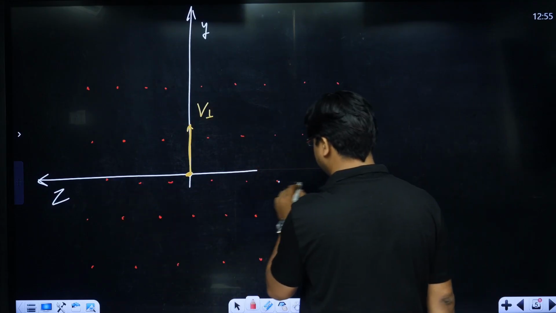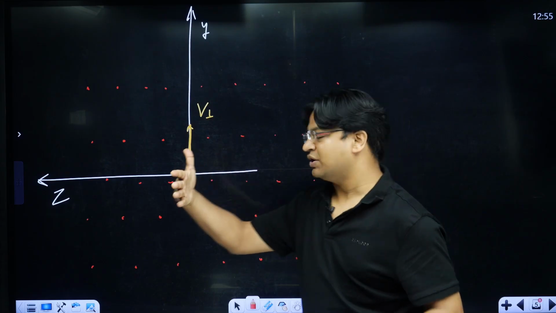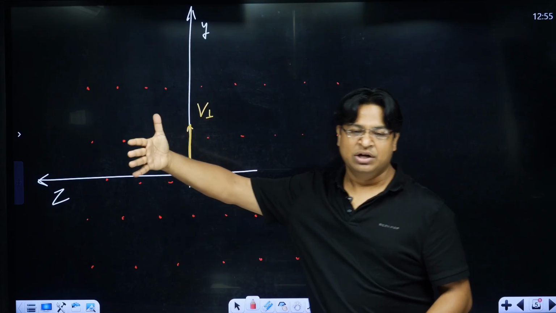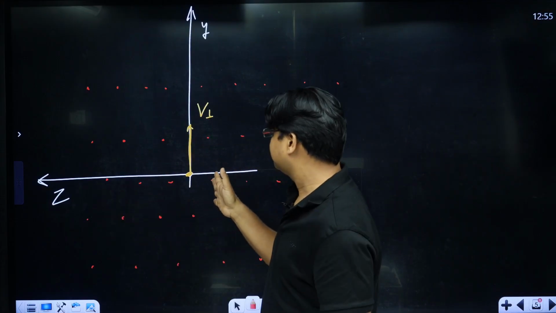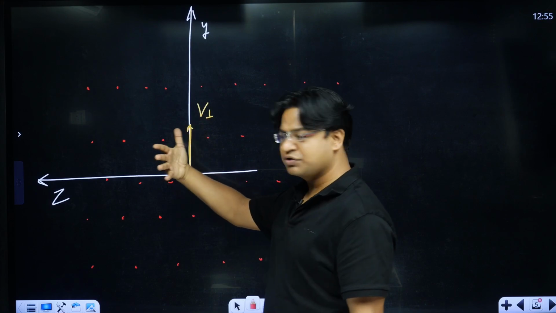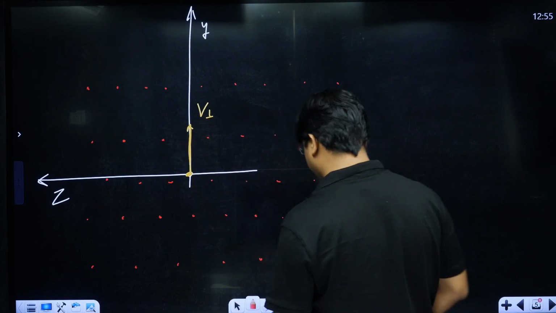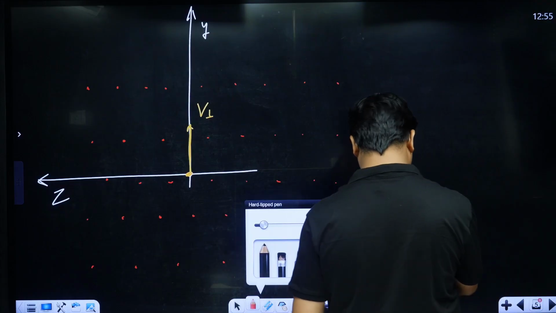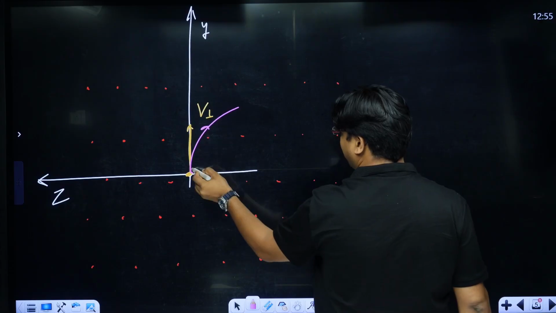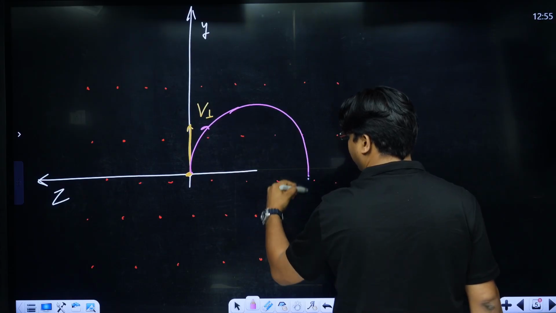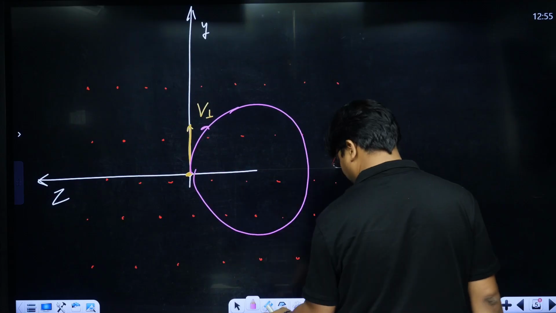Okay, now see this. Magnetic field is outward, v perpendicular is upward, so the force will be along negative z. Okay, so the particle will start executing circular motion like this. So this is how the particle will start, and then it will finish the circular motion like this. Are you getting it, everyone?